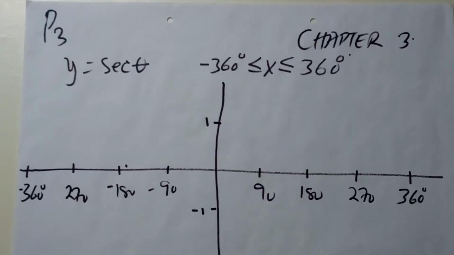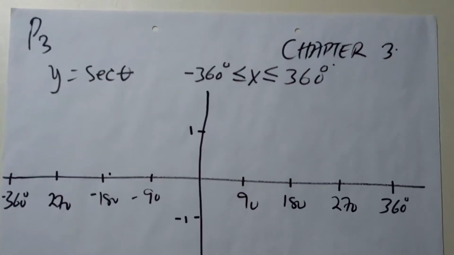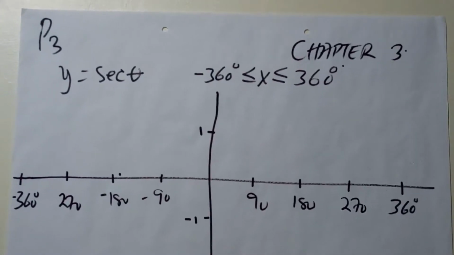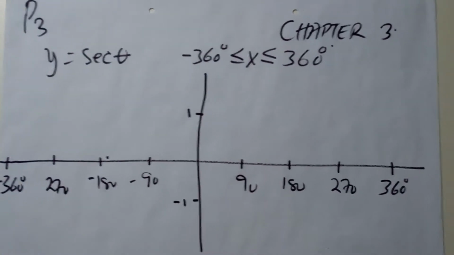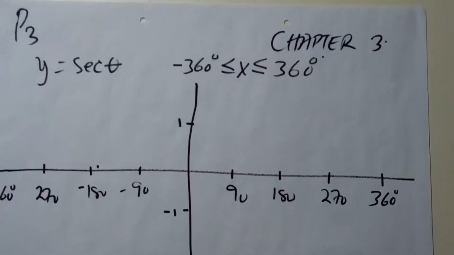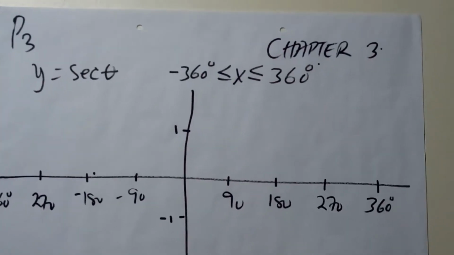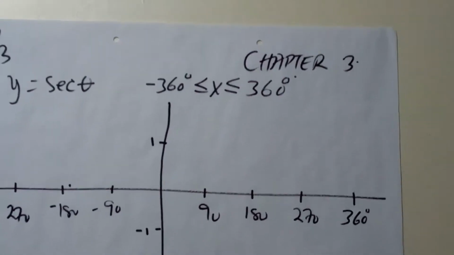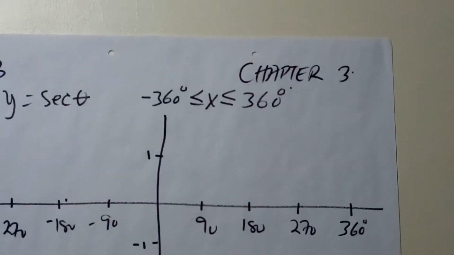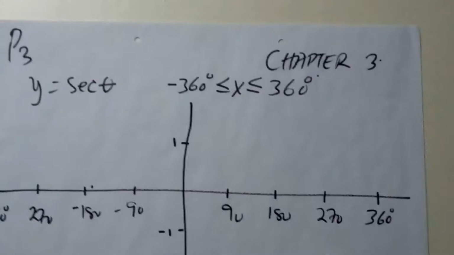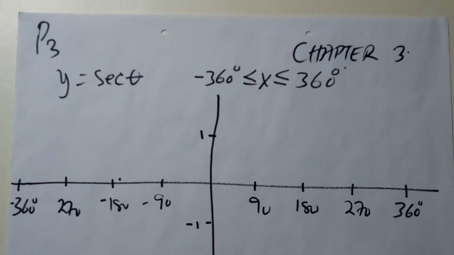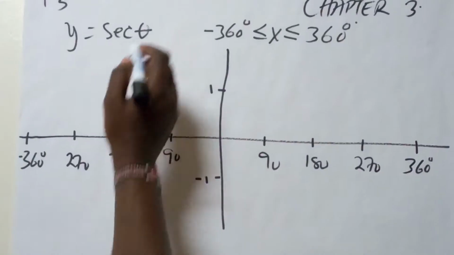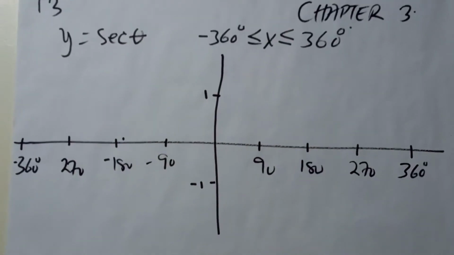Under 3.2, we need to equip ourselves with skills of sketching the graph of y equals sec x, cosec x, and cot x. In this particular question, example 3, we are expected to sketch the graph of y equals sec x.